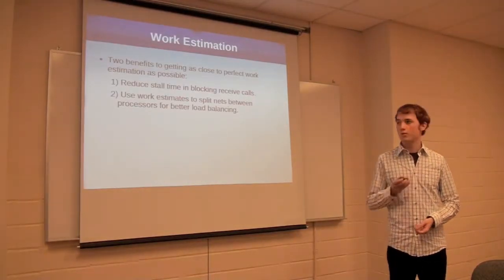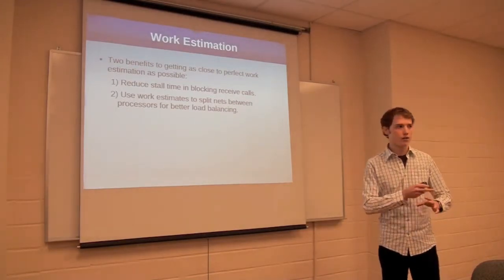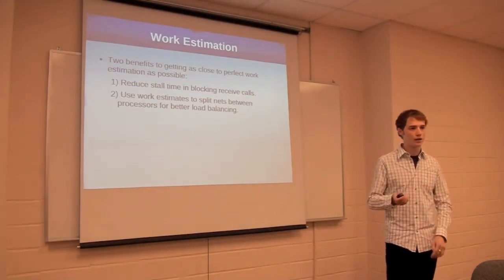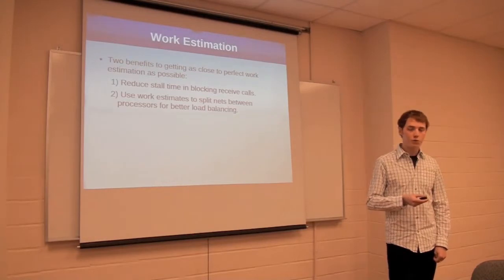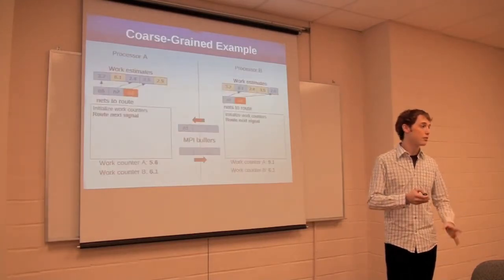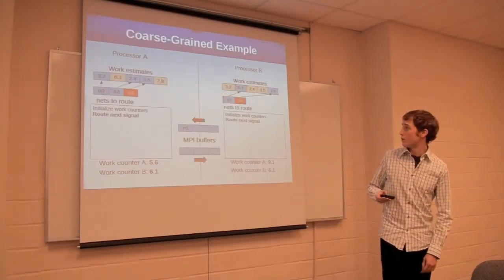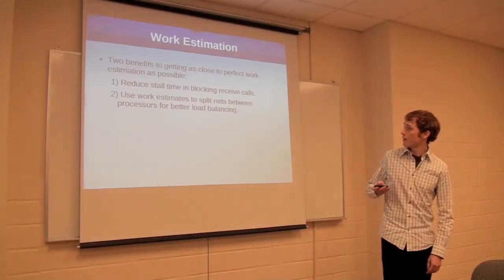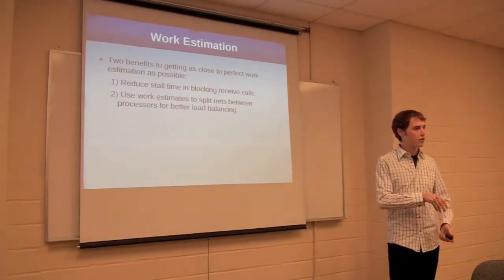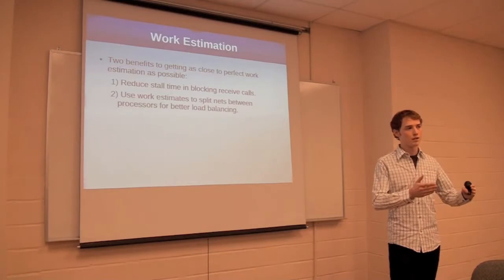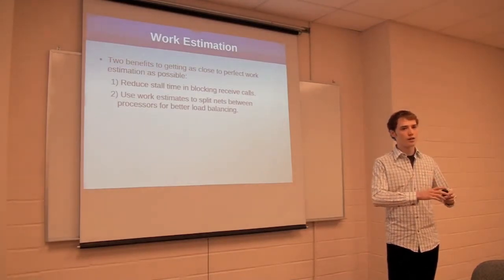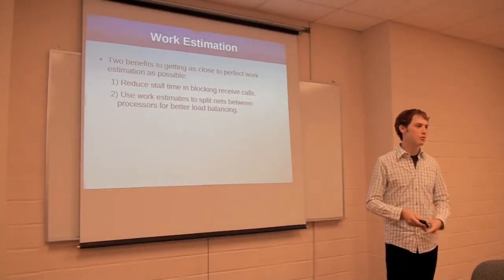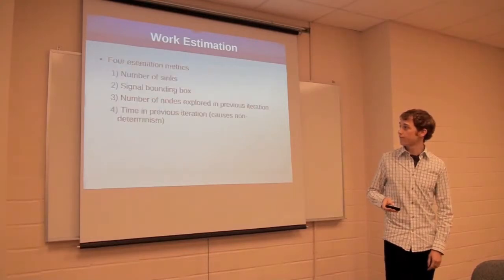So in the previous example, the quality of our estimation really relied on the quality of our work estimates. So if we get really good, ideally close to perfect work estimates, we can reduce the stall time in the blocking receive calls. Additionally, we can do a better job doing load balancing right off the bat, so that we just have, from a high level, a more equal distribution of work between the different processors.